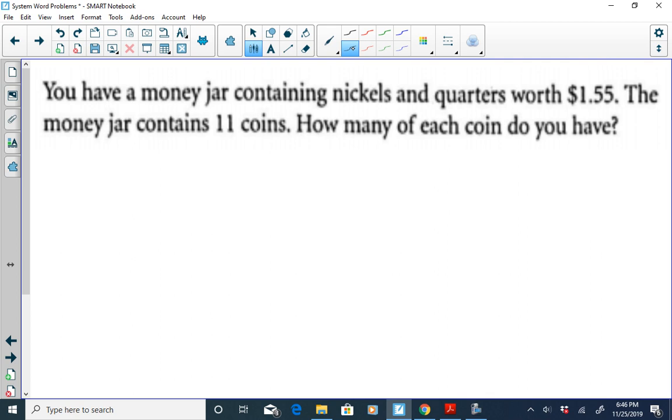Well, the first equation's not too difficult, right? Because we know that we have nickels plus quarters totals 11. Nickels and quarters, we have a total of 11 coins. But we also know that you get 5 cents for every nickel, plus we have 25 cents for every quarter, and that gives you $1.55.